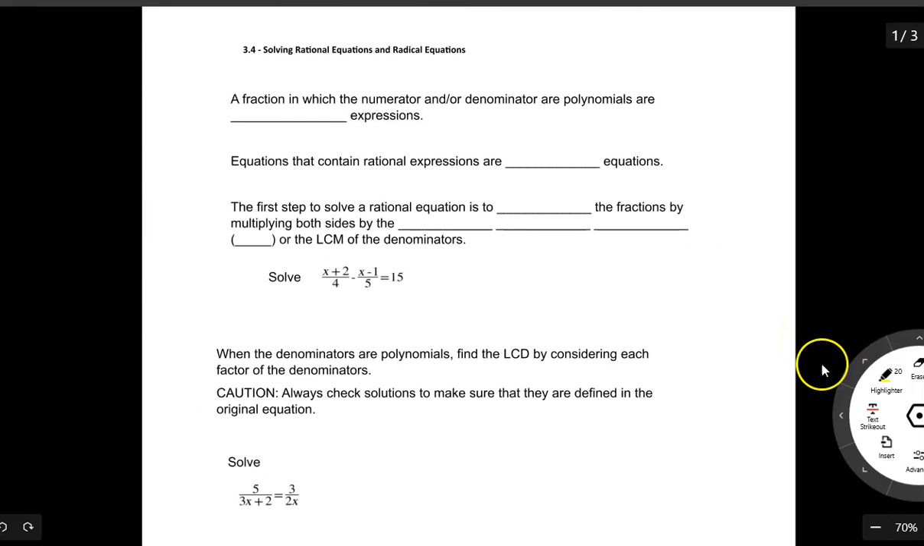Okay, we are ready for section 3.4. And there's two topics in this. We're going to talk about two different types of equations and how to solve them. The first one is rational equations, which we're going to define in just a moment. And then the second is radical equations, which are, as the name suggests, equations that have radicals.